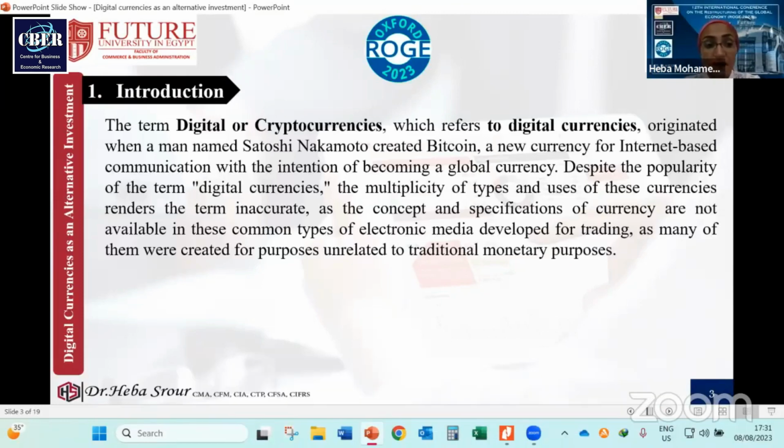Despite the popularity of the term digital currency, the multiplicity of types and uses of these currencies renders the term inaccurate, as the concept and the specification of currency are not available in these common types of electronic media developed for trade, as many of them were created for purposes unrelated to traditional monetary purpose.